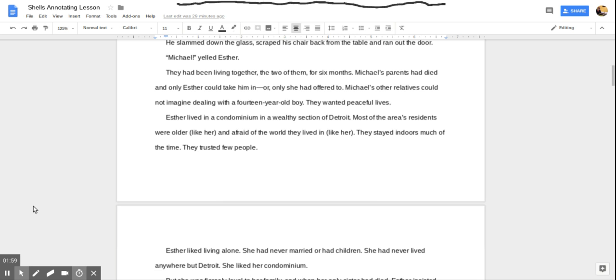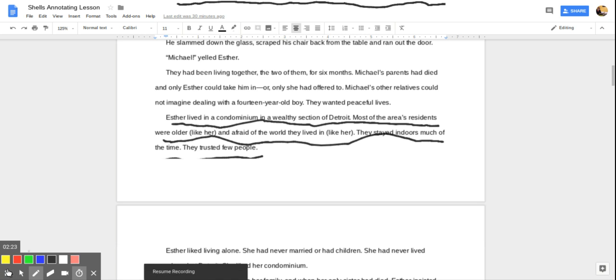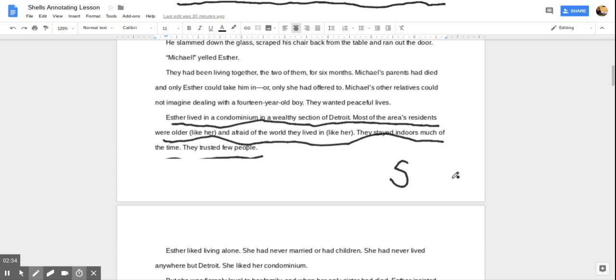Next, I learn about the setting of the story. Esther lives in a condominium in a wealthy section of Detroit, but I also learn about Esther. Most of the area's residents were older, like her, and afraid of the world they lived in, like her. They stayed indoors much of the time. They trusted few people. So I'm going to annotate this for two elements. S, because we find out the setting, but also we learn about Aunt Esther. Okay, she is an older woman who is afraid of living and life.